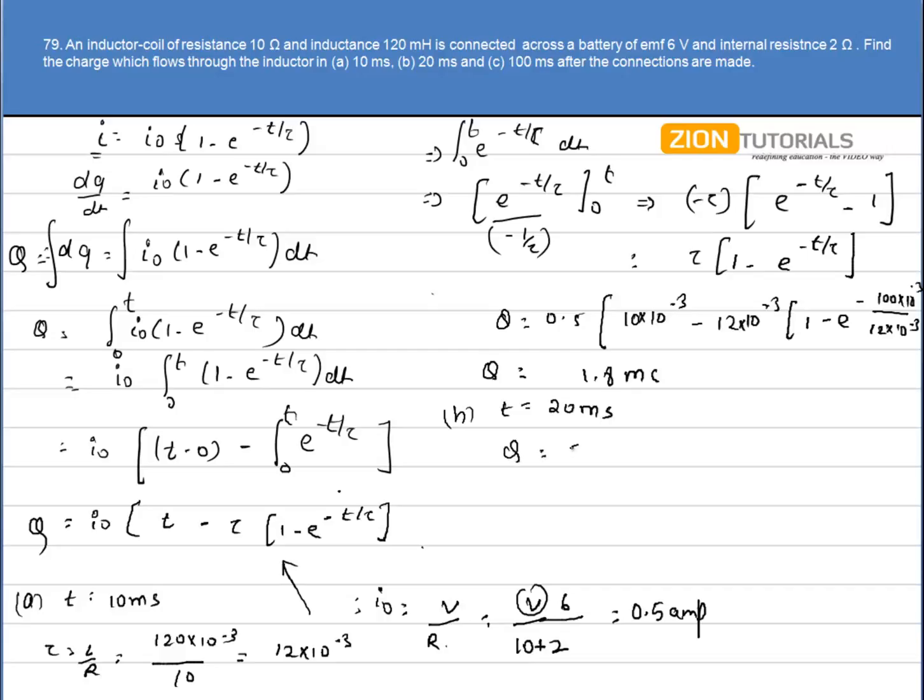Similarly for part B and C, where t is just replaced by 20 millisecond, I get Q as 5.6 millicoulomb, and in the C part, where time is again replaced by 100 millisecond, I have Q as 45 millicoulomb. That is the answer.